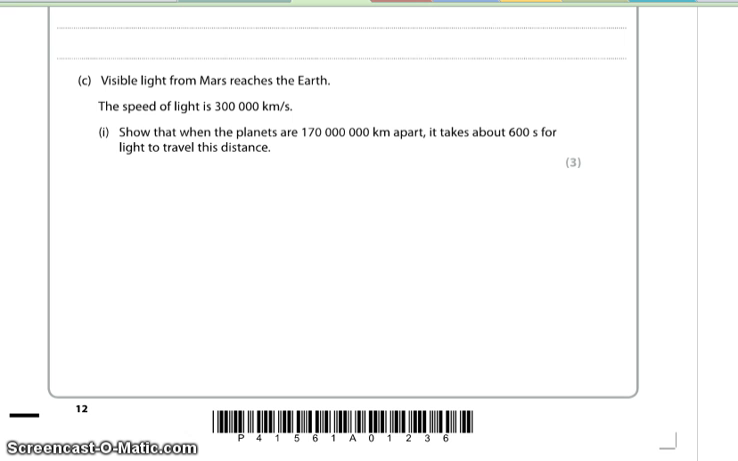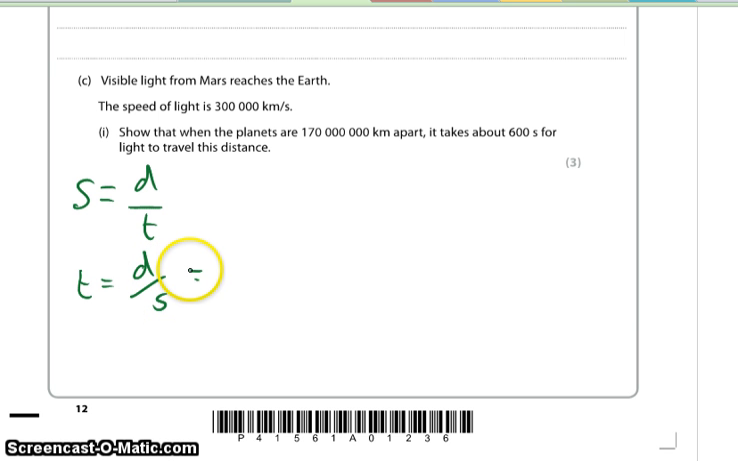So because they are both orbiting the Sun, but they are orbiting it with different periods, the distance is going to change. Visible light from Mars reaches the Earth, and it travels at the speed of light, 300 million meters per second, or 300,000 kilometers per second. Show that when the planets are 170 million kilometers apart, it takes 600 seconds for light to travel. And we know that speed is equal to distance over time, so that means time is equal to distance over speed.